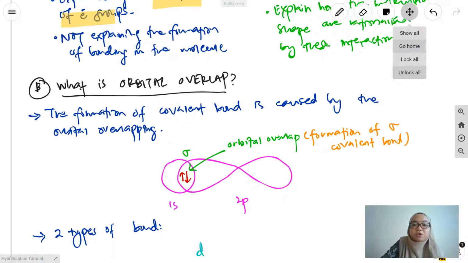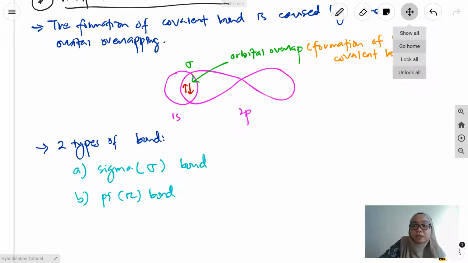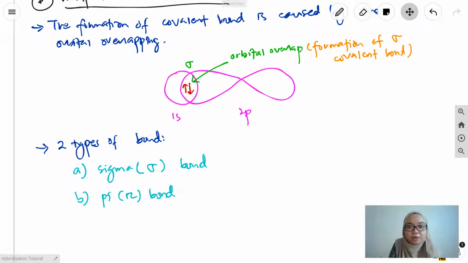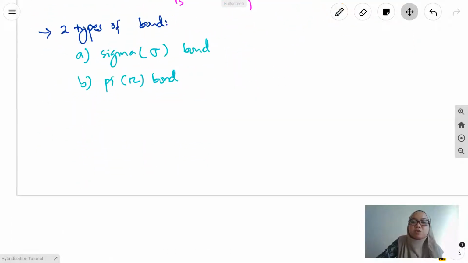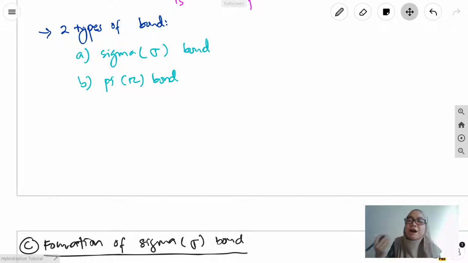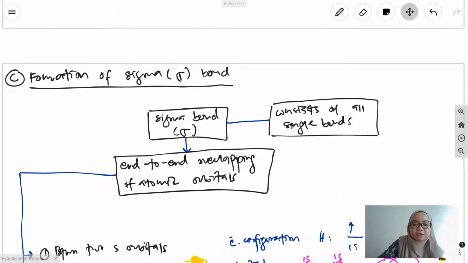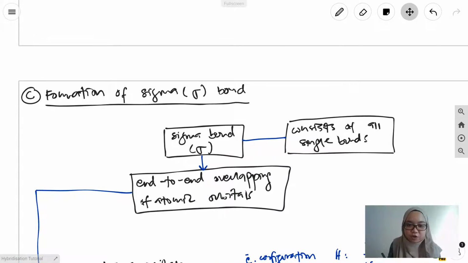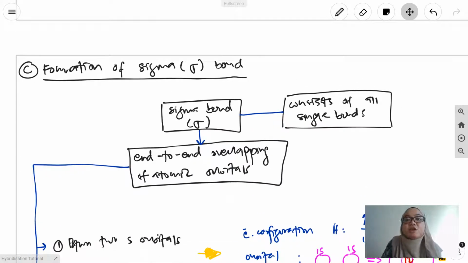Okay, so there are two types of bond that we are going to learn. The first are sigma bond and the second are pi bond. So sigma bond is this symbol and the pi bond is this one. Okay, so let's go deeper into how the sigma bond and pi bond are formed in the molecule. Okay, so first let's see the formation of sigma bond. So sigma bond consists of all single bonds. So all single bonds, we call it sigma bond.